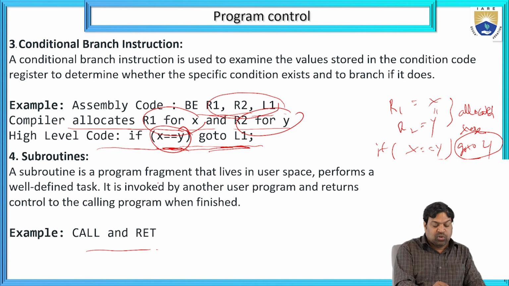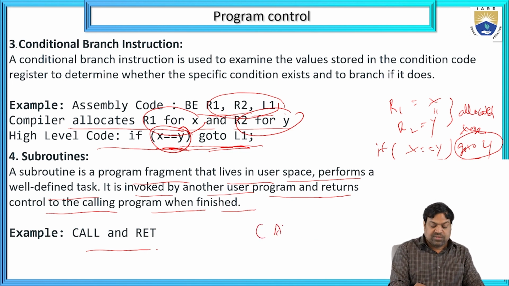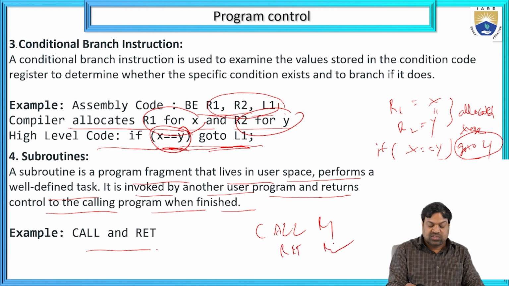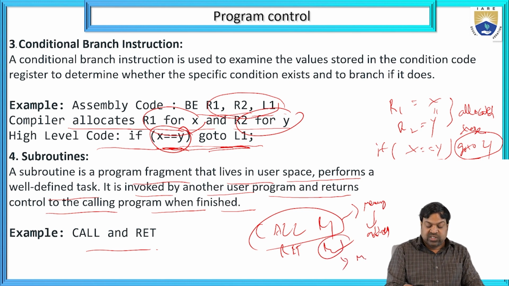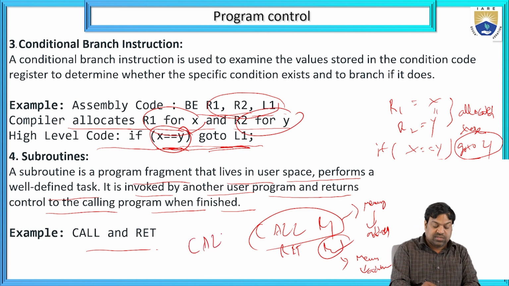So a subroutine is a program fragment that lives in user space and performs a well-defined task. It is invoked by another user program and returns control to the calling program when finished. So call R1, return R2, like this. So we are calling R1. Maybe it is in memory within a specific address. In the specific address, maybe R1 is there. Return R2 means it is a memory with a specific address. So like this, we are calling the R1 function, or call X, or it returns like this.